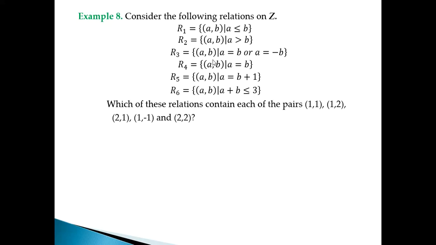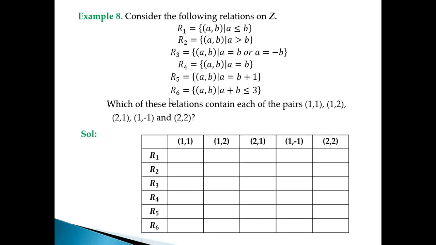So we have to take those ordered pair elements in these relations whose elements satisfy these properties. Now what do we do here? Which of these relations contain each of the pairs 1 1, 1 2, 2 1, 1 minus 1 and 2 2? So here we are given some ordered pair elements, and we have to show which ordered pair elements belong to which relation, right? For this we make a table in which we take the ordered pair elements 1 1, 1 2, 2 1, 1 minus 1 and 2 2, and here we have the relations.